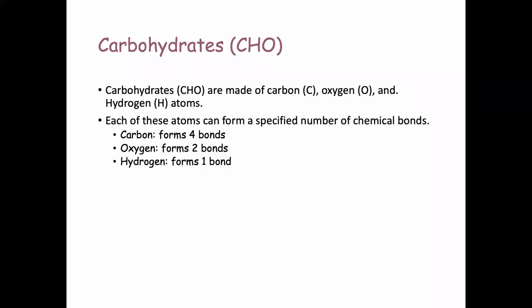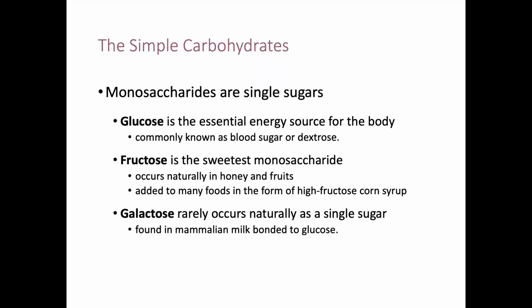So carbohydrates tell you exactly what's in them: carbon, oxygen, and hydrogen. Each of those atoms form a specified number of chemical bonds. Carbon can attach to 4 other atoms, oxygen 2, and hydrogen forms 1 bond. And that becomes important because those are the components of the monosaccharides.